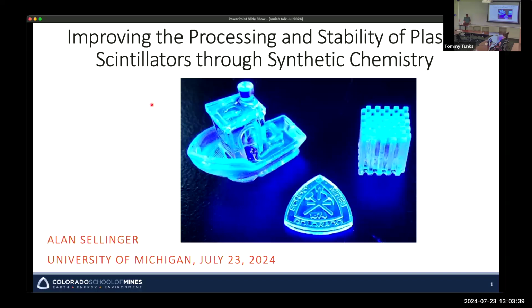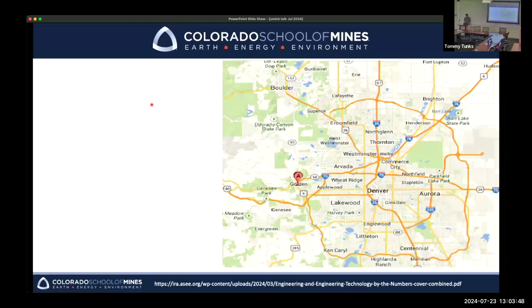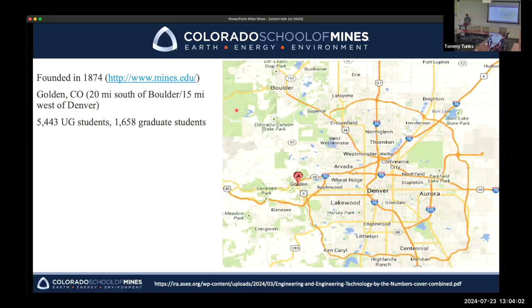So before I get into the science, I just wanted to give a little bit more of where I come from, because Colorado School of Mines is maybe not everybody's familiar with it. If you can see here, it's very close to Denver. It's located in Golden, Colorado. There's Boulder. And all of this is the Rocky Mountains. So we're really right up against the foothills of the Rocky Mountains. We're celebrating our 150th anniversary, so there's all kinds of things going on at our university.